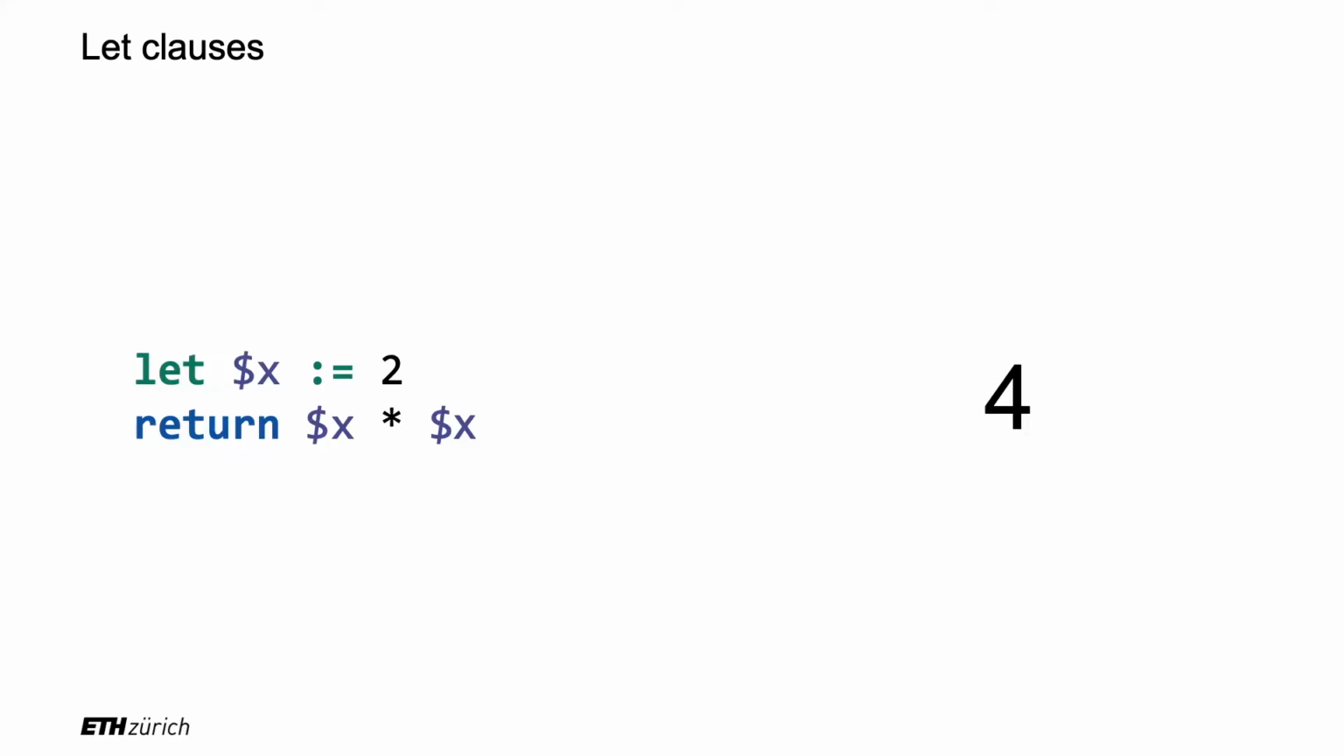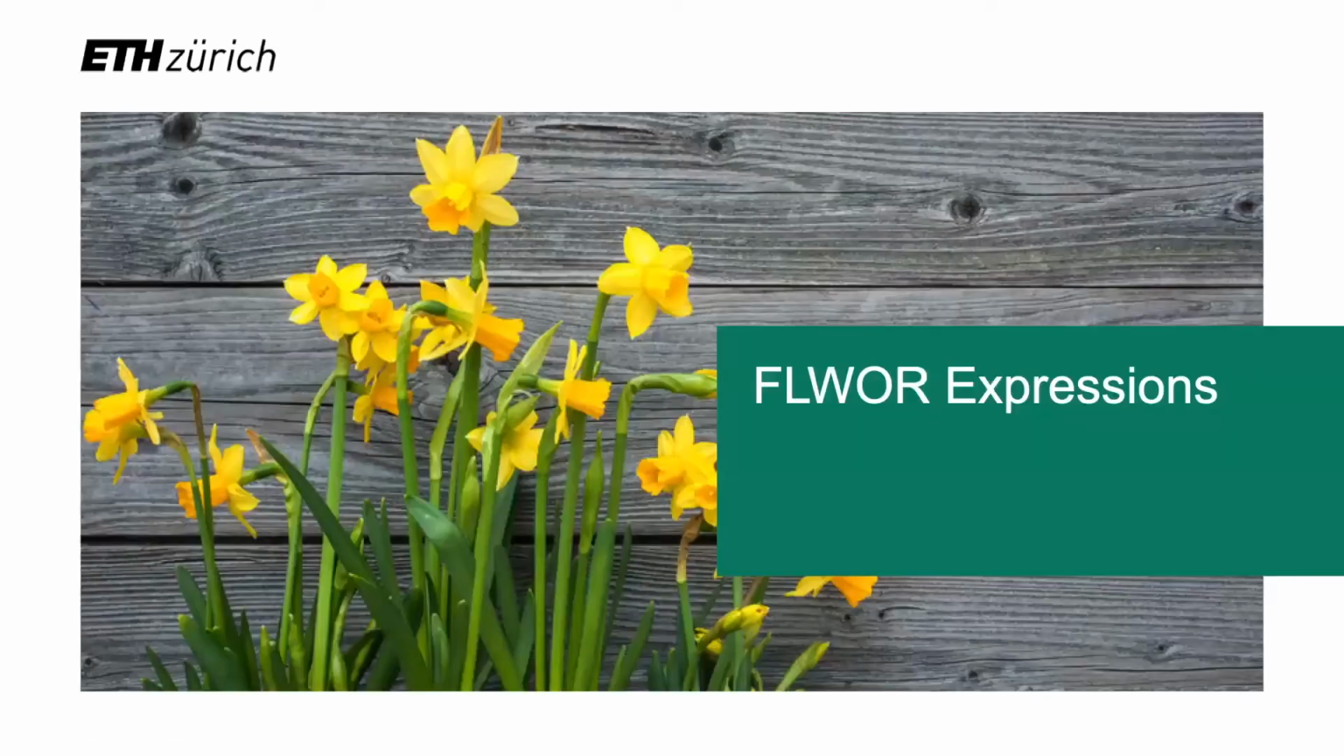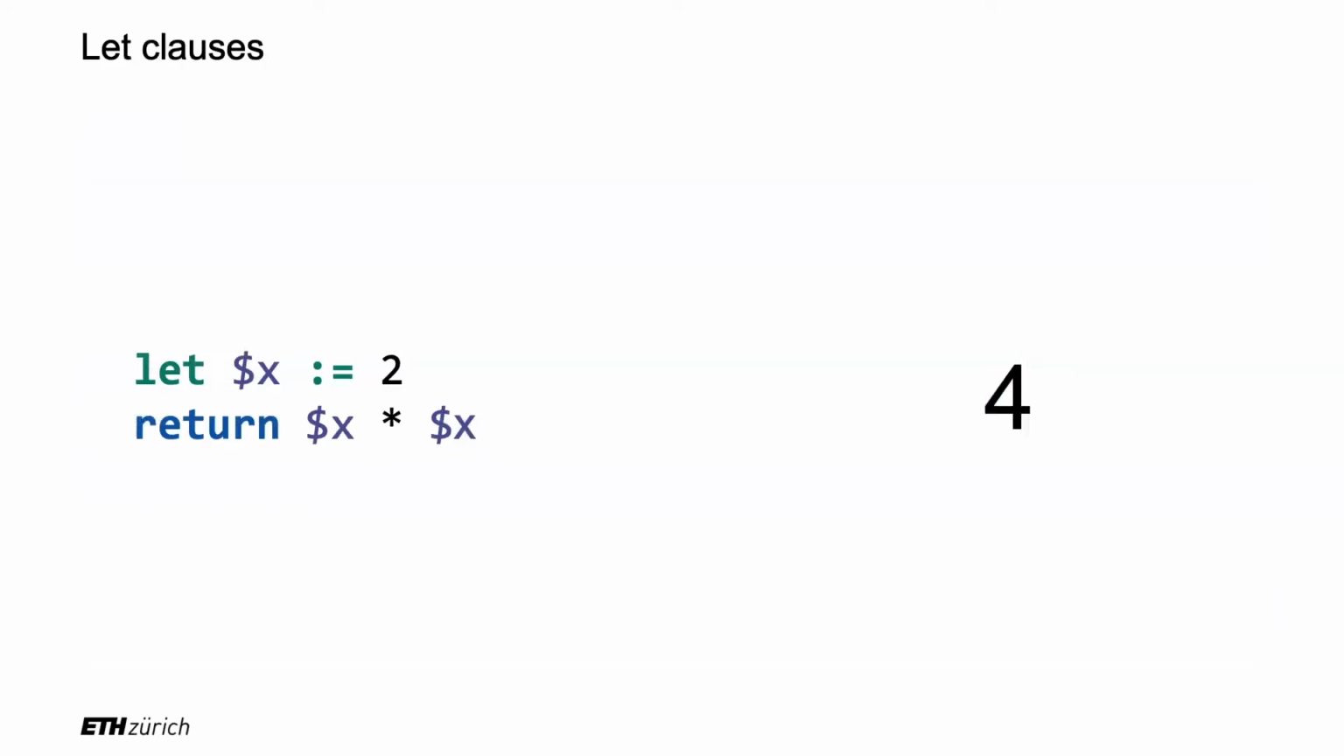All right, so welcome back. So let's talk about FLWOR expressions that look like that. So for, let, where, order by, return. Let's start with the let clause. The let clause is the easiest. The let clause allows you to bind a variable. It's not an assignment, right? It's not that you modify the value of the variable. It just says, okay, x is 2, you bind it to 2. And then you return x times x, which is 4, right? So this particular expression returns 4.